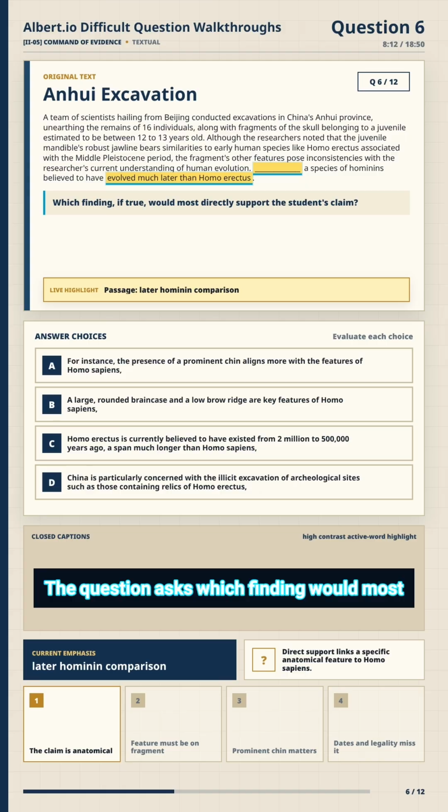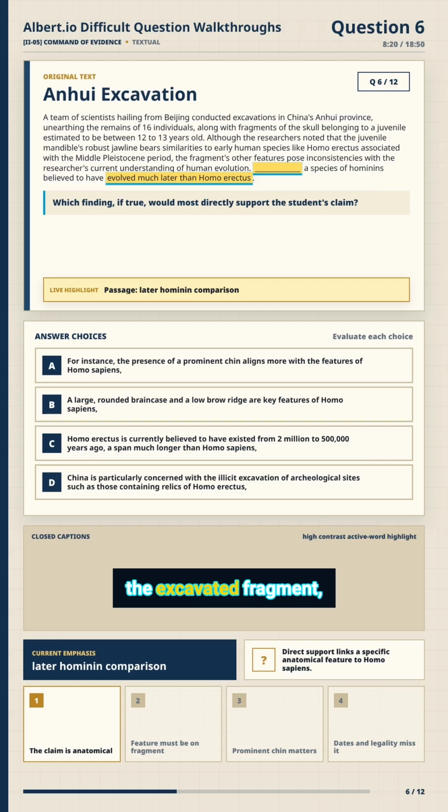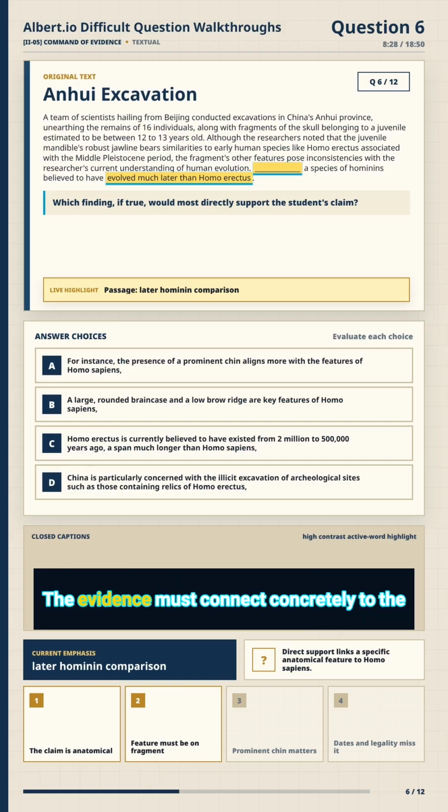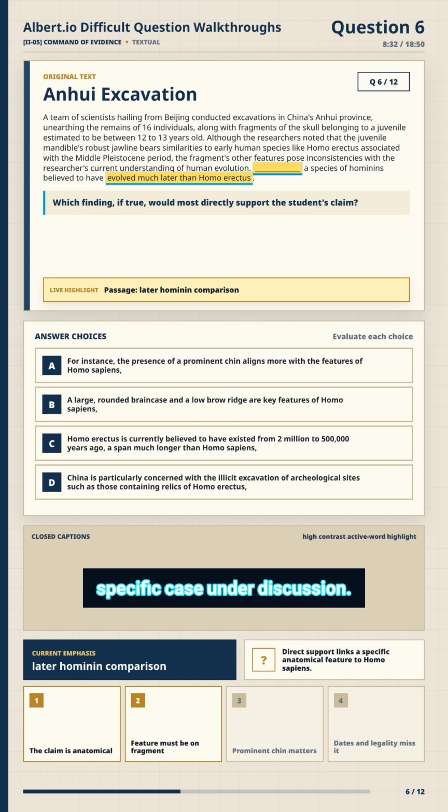The question asks which finding would most directly support the student's claim. To support the claim, the finding must do two things. One, describe a feature actually present on the excavated fragment, and two, link that feature to Homo sapiens specifically. This is what direct support means in evidence questions. The evidence must connect concretely to the specific case under discussion.